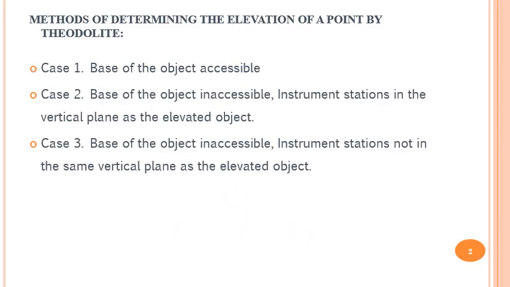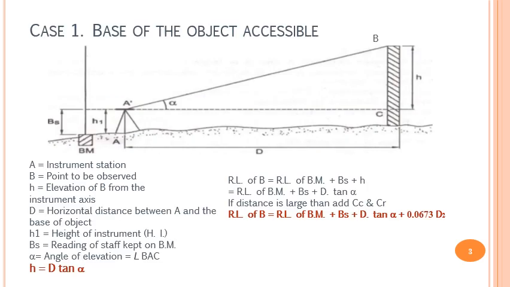Method of determining the elevation of a point by theodolite. There are three cases. Case 1: base of the object accessible. Case 2: base of the object inaccessible, instrument stations in the same vertical plane as the elevated object. Case 3: base of the object inaccessible, instrument stations not in the same vertical plane as the elevated object. Now, case 1, base of the object accessible.